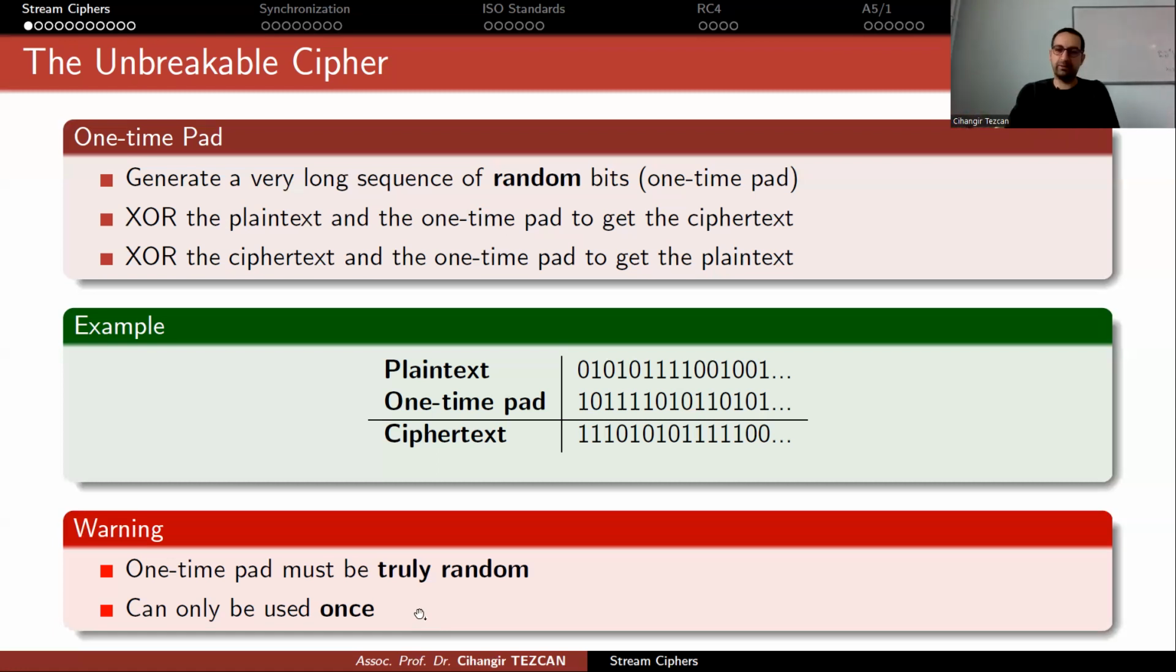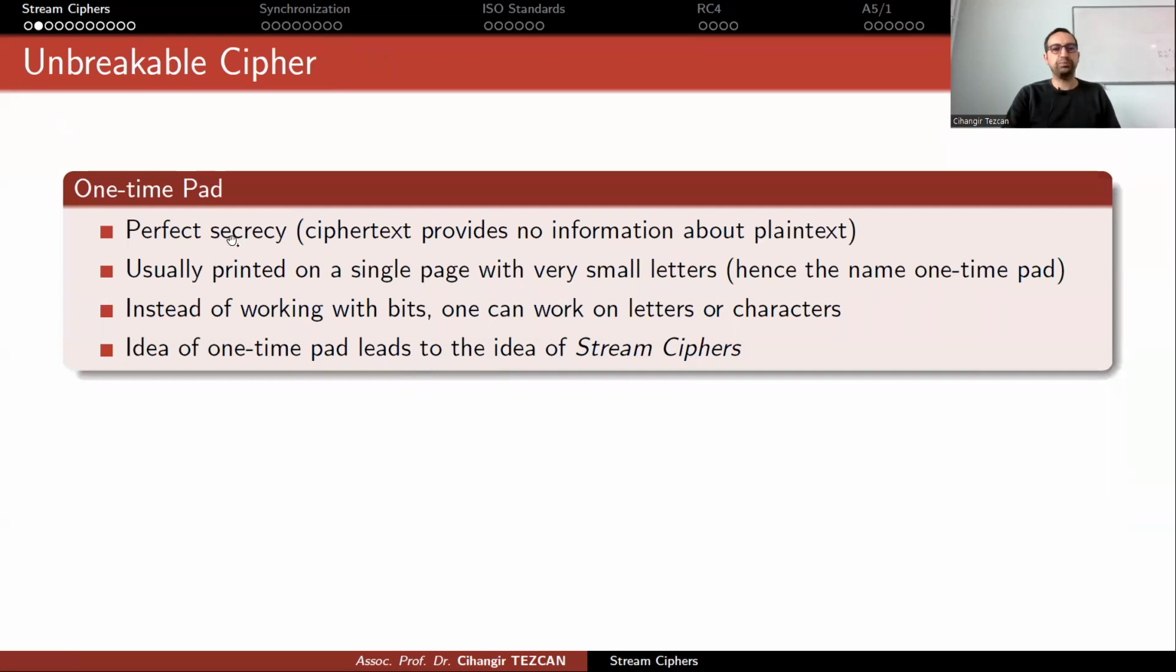So actually this is still used. We know that Washington and Moscow exchanged one-time pads years ago, probably in 1970. So in case everything gets broken, you can communicate with a one-time pad. The idea is fantastic. This is unbreakable, but I cannot use it because it is not practical. So, perfect secrecy: the ciphertext provides no information about the plain text. It is usually printed on a single page with very small letters, hence the name one-time pad.